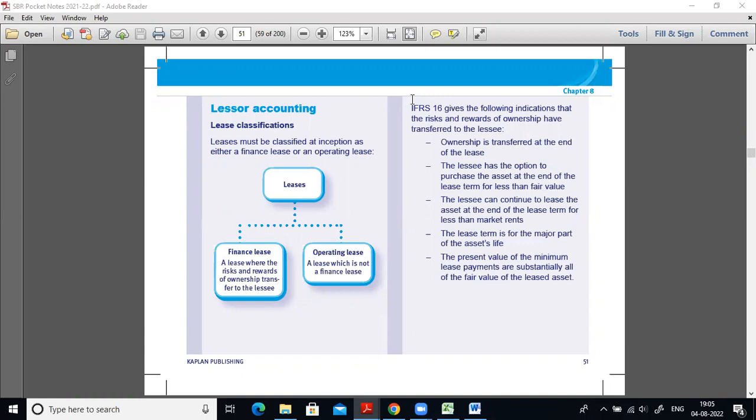And the next one is the present value of the minimum lease payments being substantially all of the fair value of the leased asset. Suppose my present value of the lease payments is 1 lakh, and the total fair value of that leased asset is, let us assume, 1,05,000. It means if the lease payments are 90% or more of your fair value, we can assume that it is substantially all of the fair value.